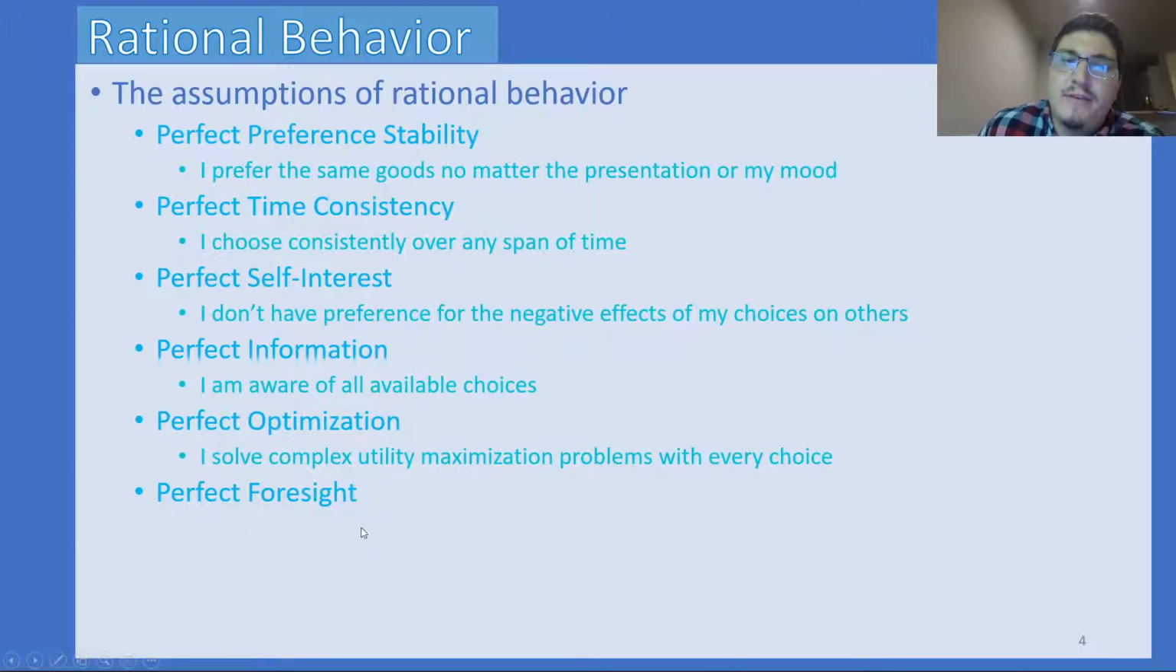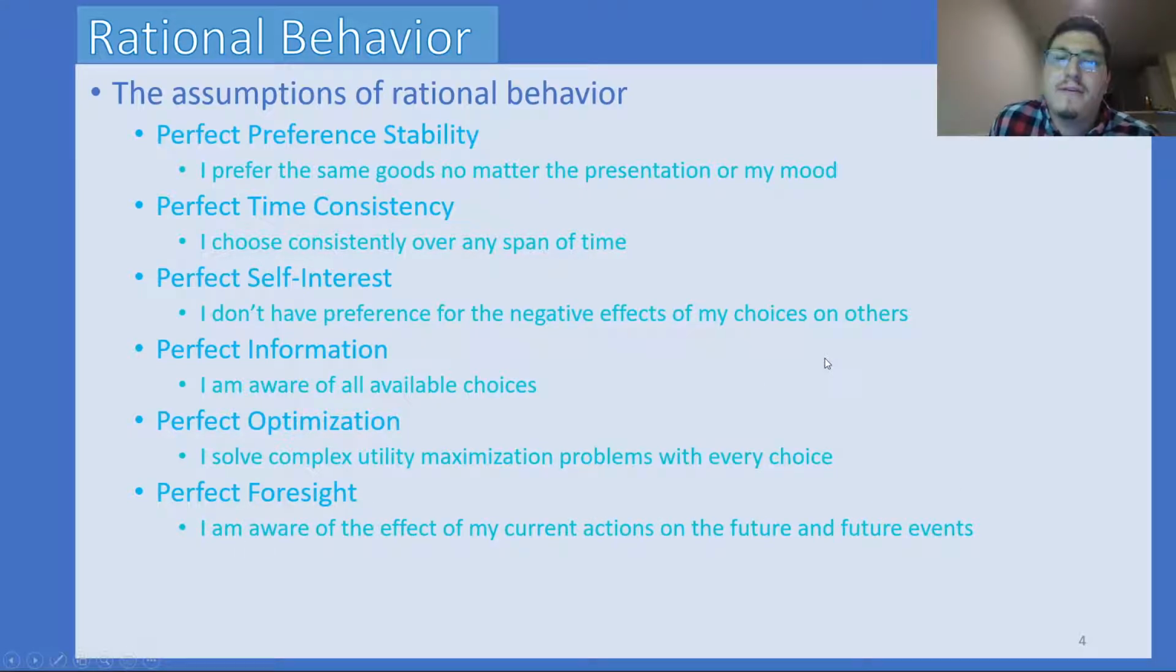And then the last assumption we have here is perfect foresight. I'm aware of the effect of my current actions on the future and future events. This one's incredibly complex at an undergraduate level, so I tend not to go into it in this course, which is designed primarily for undergraduates. But it's one of these assumptions still of rational behavior.